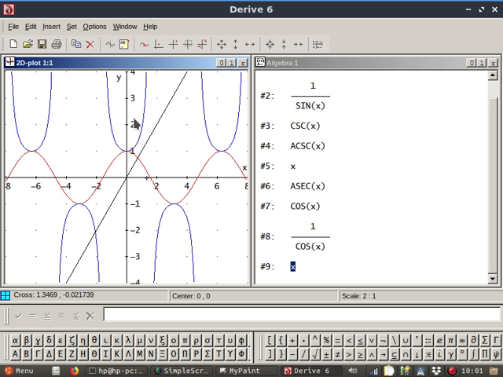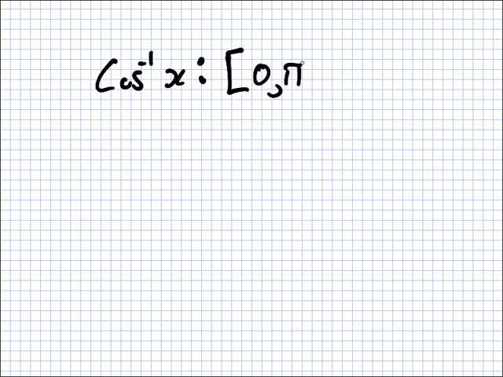What the calculator does for cos, to make it one-to-one, is it chooses this piece, 0 to pi, for cos. And you can check it on the calculator. So it goes from 0 to pi for cos inverse.